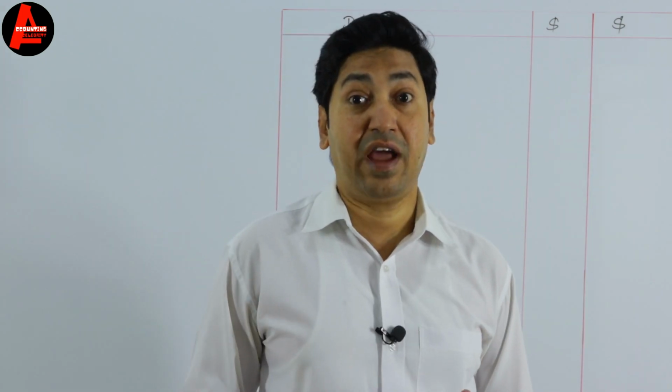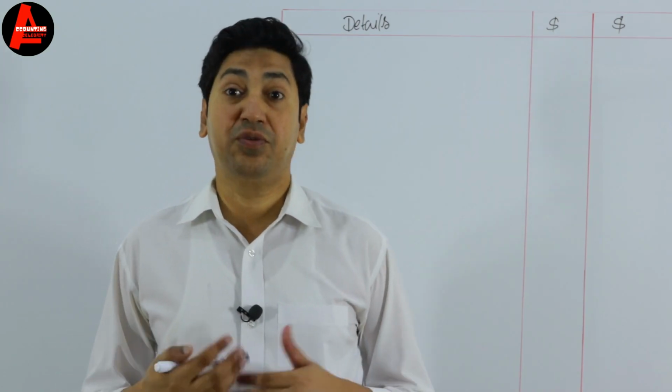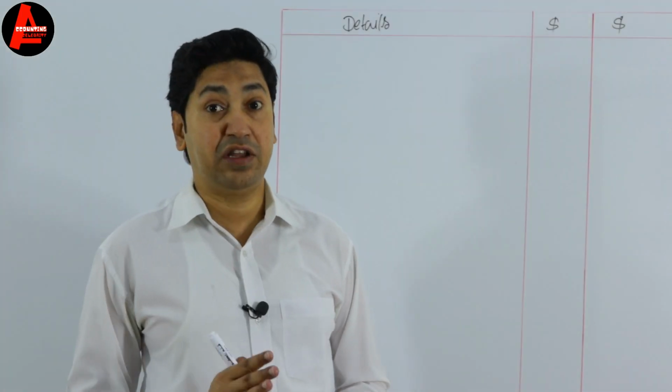So here we have an example which is taken from Cambridge IGCSE Accounting first paper. Before we start, let us have a look at the question. The trial balance of M Limited at 30 November 2021 was as follows. So here we see the revenue, inventory, purchase, rent and rates, operating expenses, wages, equipment at cost, provision for depreciation, trade receivables, provision for irrecoverable debts, bank, trade payables, ordinary shares, general reserve, retained earnings and dividend paid. So these are the items in the trial balance.